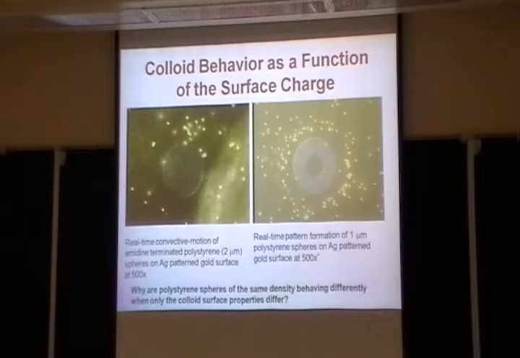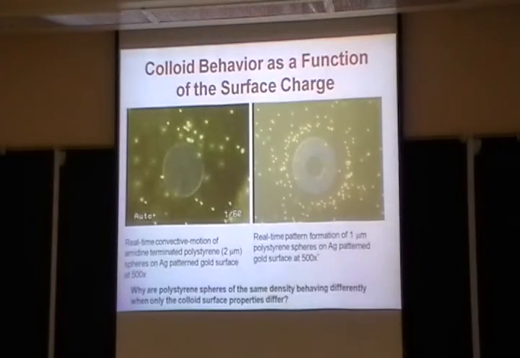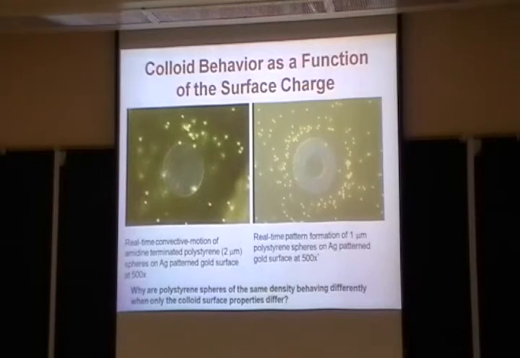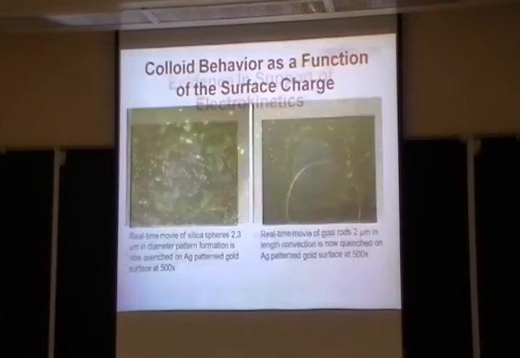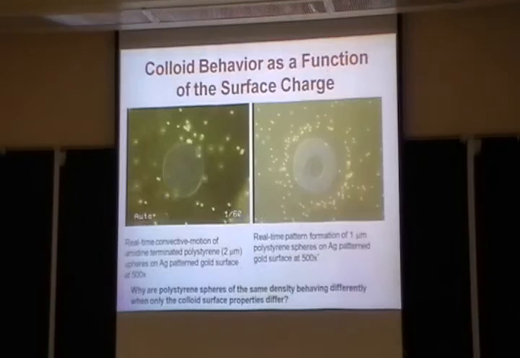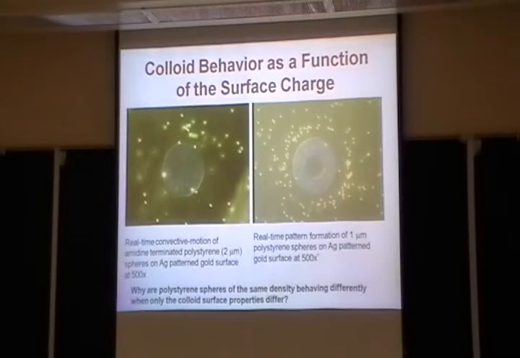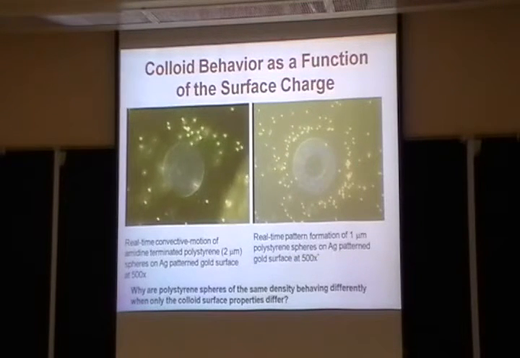So these will come in all the way, the positively charged ones, here. And negatively charged ones have this zone of exclusion.